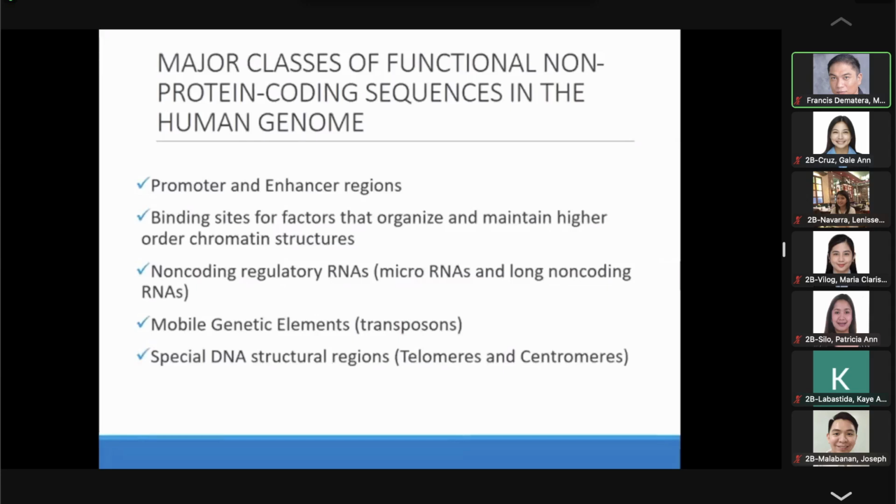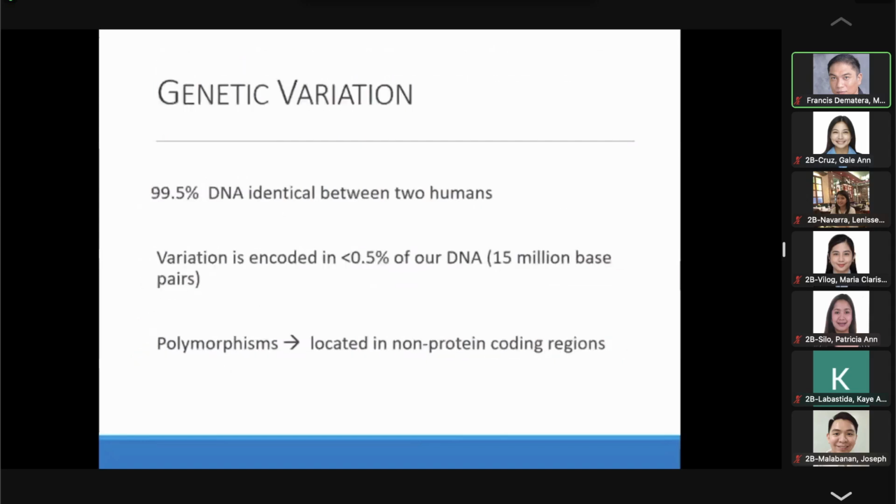We also have mobile genetic elements, or transposons, or jumping genes, which are implicated in gene regulation and chromatin organization, but their functions are not yet well established. And we also have special DNA structural regions such as telomeres and centromeres. The telomeres are the chromosome ends, while the centromeres are tethers or attachments.